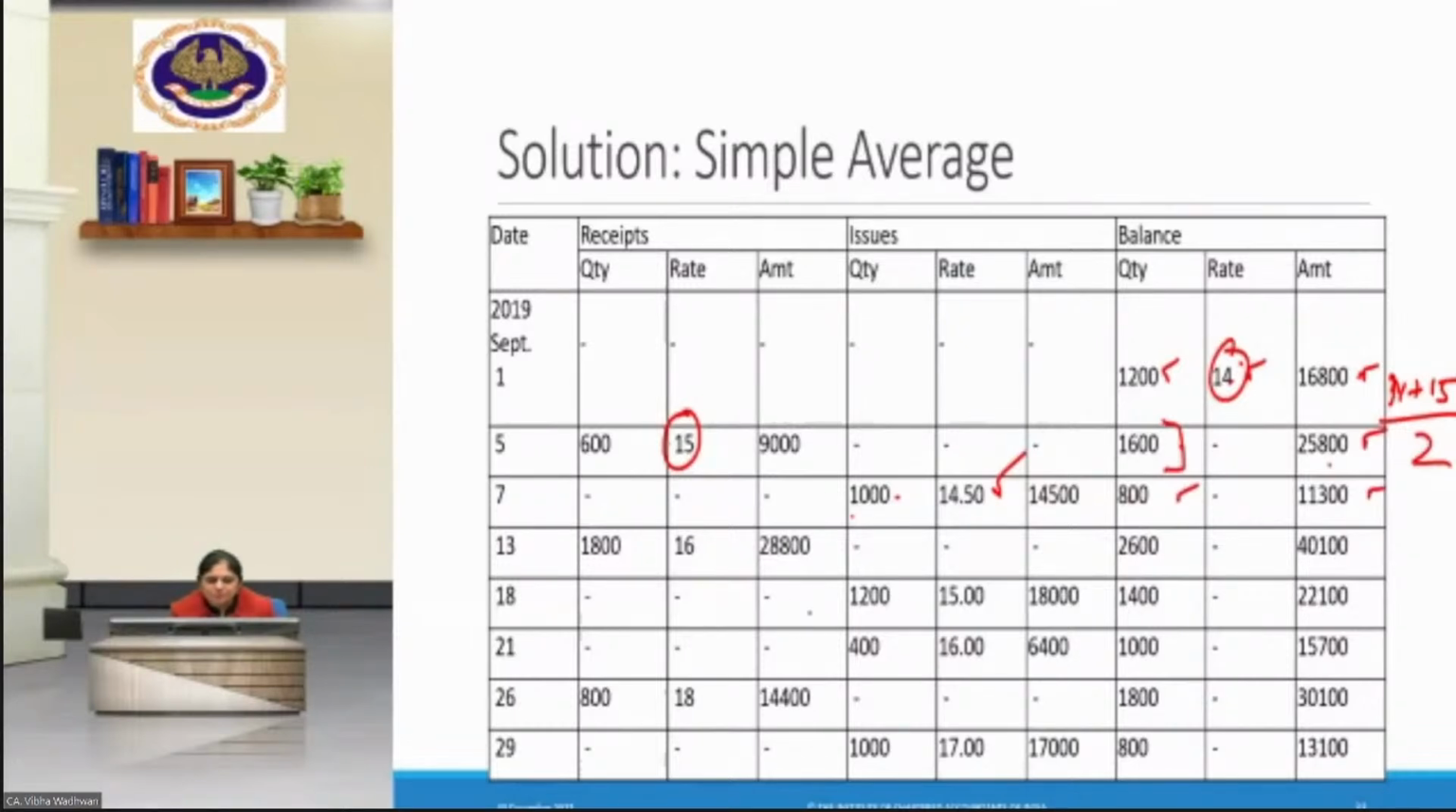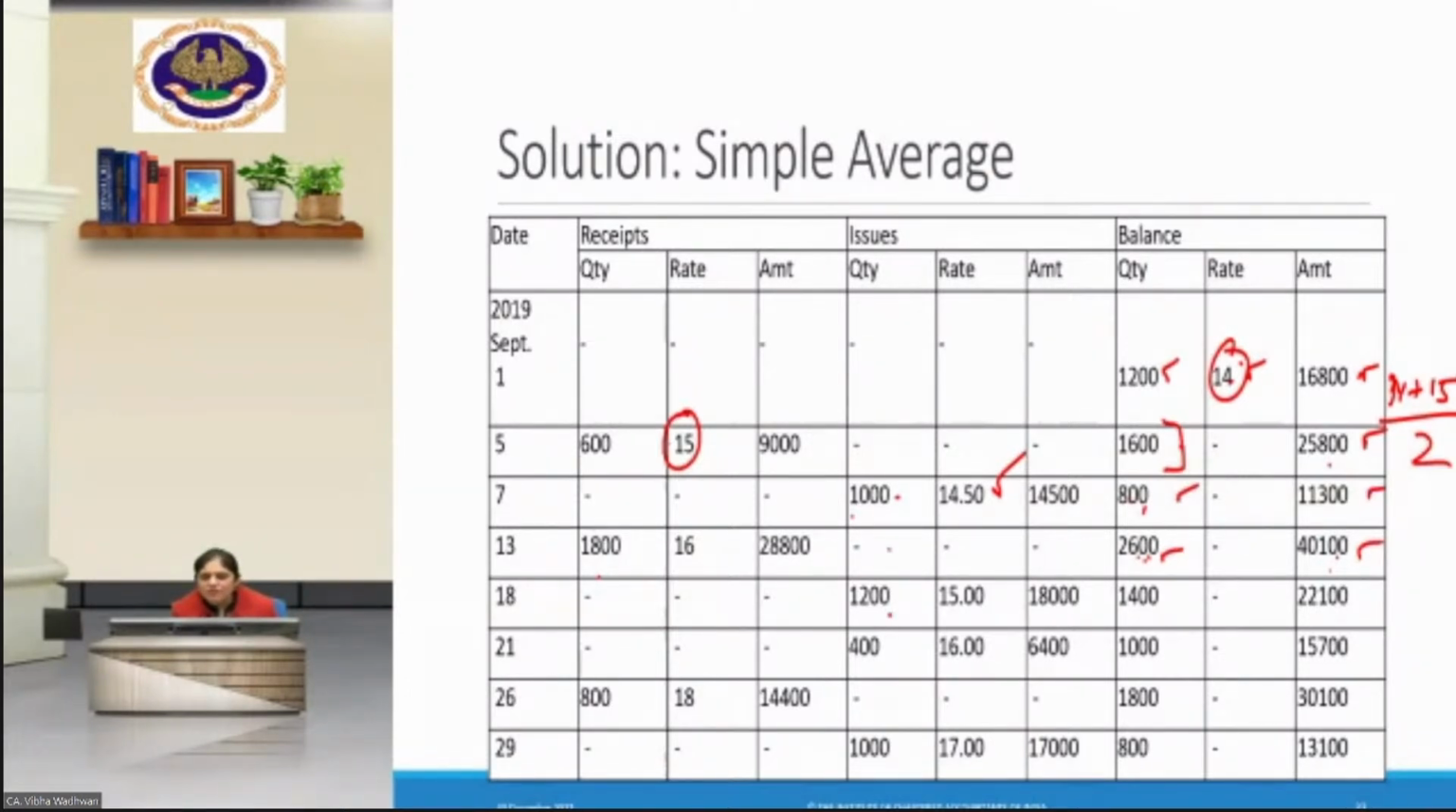All right. Now we have a new receipt, 1,800. 1,800 is the receipt. So we have basically updated the balance and updated the stock value. We are left with 800, and then we have added 1,800 to the fresh issue, 2,600. We just add the quantity to the quantity and the value to the value. All right. So on 18th of September, we have the issue of 1,200 units.